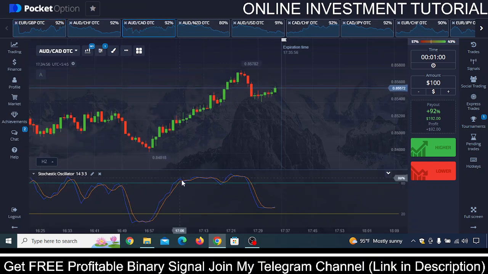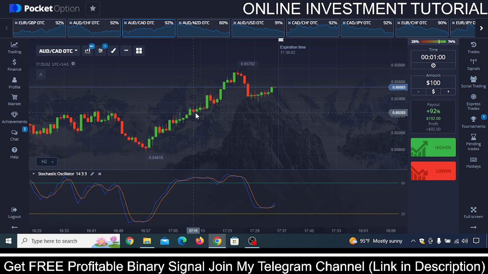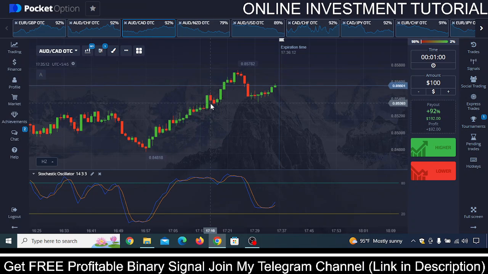Here also you can see it was in this overbought region, and here was one candle that retraced. If you had made a trade by clicking on higher here after seeing this red candle, you could have been profitable. But if you made a trade by clicking on higher here, then you could go on loss. But this is the beauty of trading. You cannot be profitable 100% of the time, but you need to be profitable most of the time.